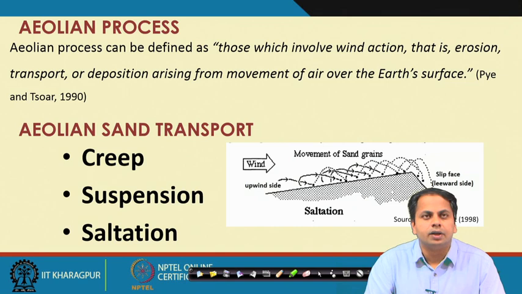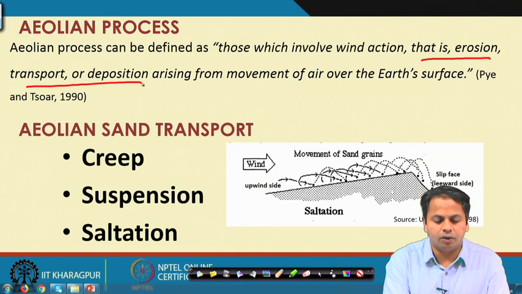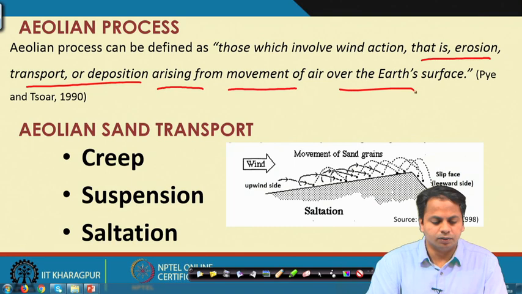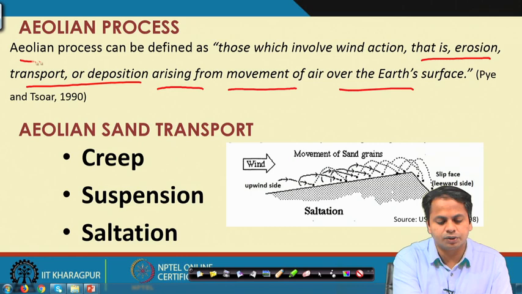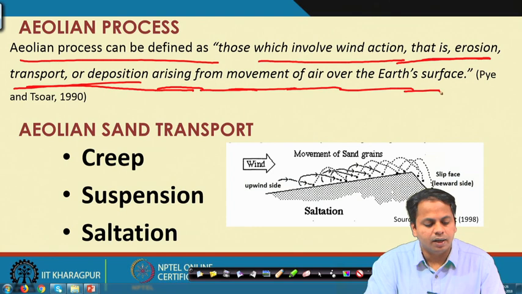Now, let us see the aeolian process. Aeolian is a Greek-derived word related to the wind. Aeolian processes can be defined as those which involve wind action, that is the erosion, transport and deposition arising from the movement of air over the earth surface.